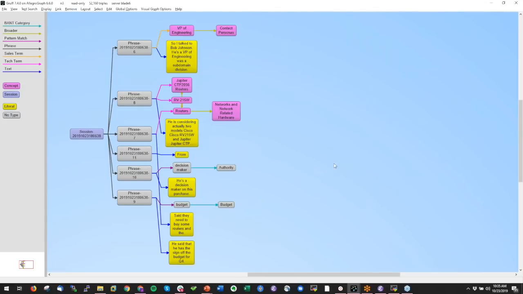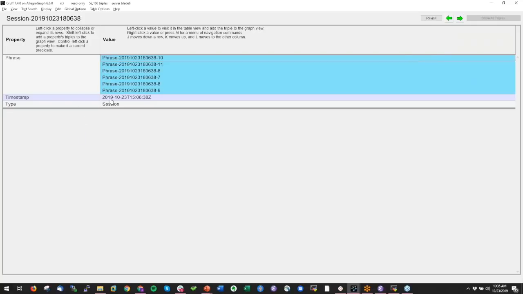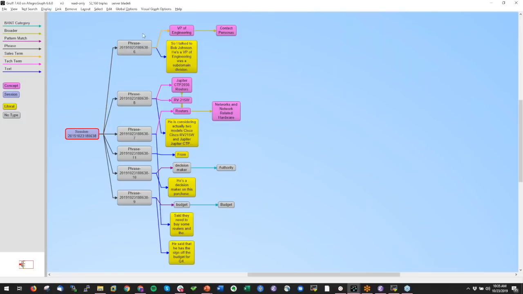So what we also can do is actually go to the knowledge graph. So when we talked, actually all these things were added to the database. Just based on this tiny fragment of a conversation, these triples were built into the triple store. So this was the session with a number of phrases and the timestamp. And then you have each phrase, and this is what the person actually said. So I talked to Bob Johnson, who's a VP of engineering, in the subatomic division.